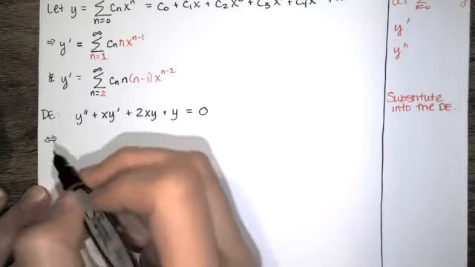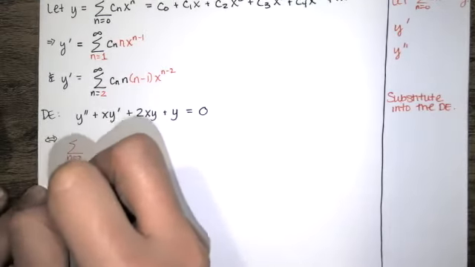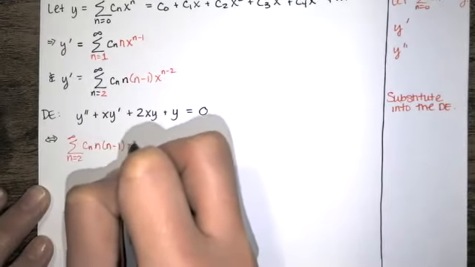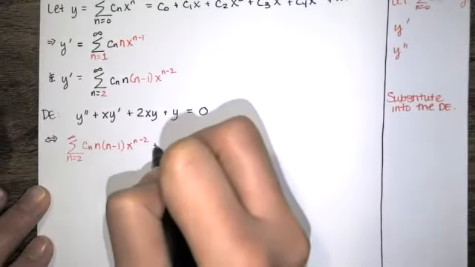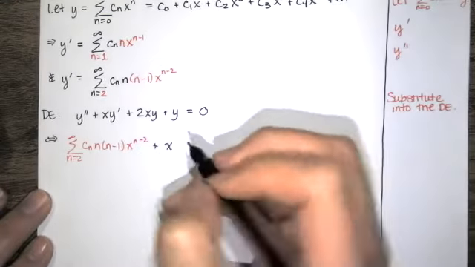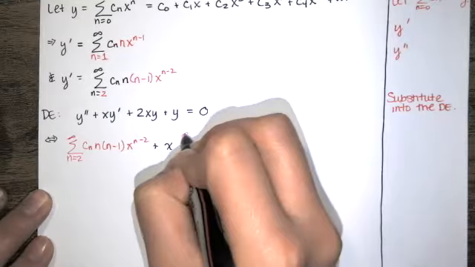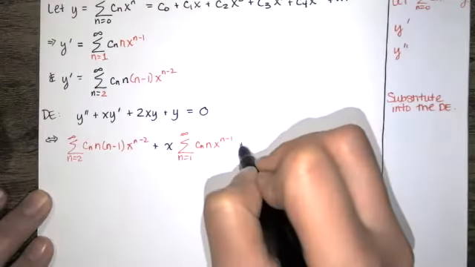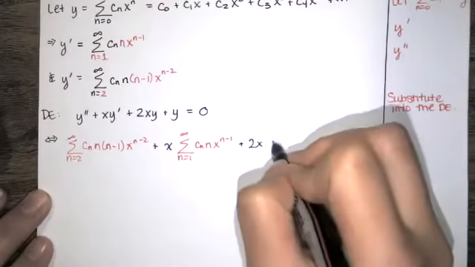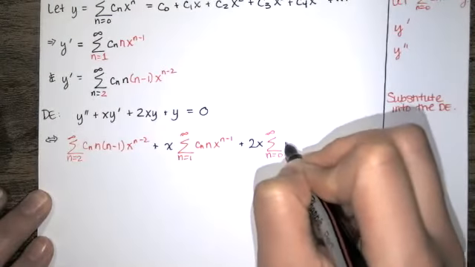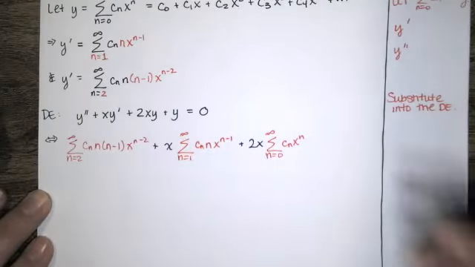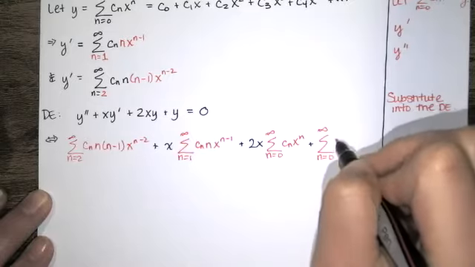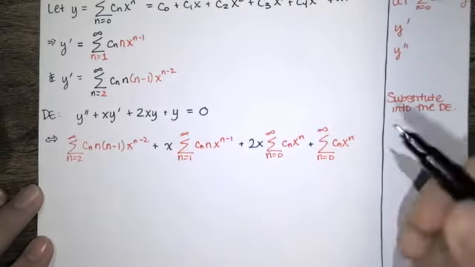So assuming that y is in the form of a power series, then y double prime is equal to the sum as n goes from 2 to infinity of c sub n times n minus 1 times x to the n minus 2. And then we're adding x times y prime, and that's the sum as n goes from 1 to infinity of c sub n times x to the n minus 1. And then we've got 2x times y, and that was the sum as n goes from 0 to infinity of c sub n times x to the n, plus y. It's the sum as n goes from 0 to infinity of c sub n times x to the n. That equals 0.